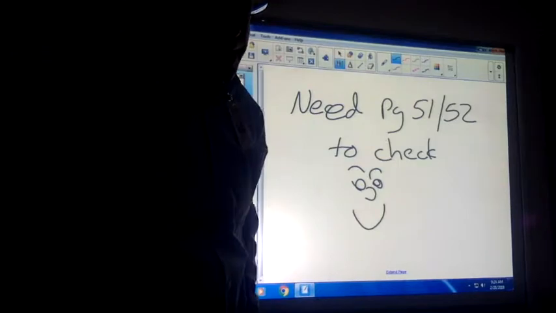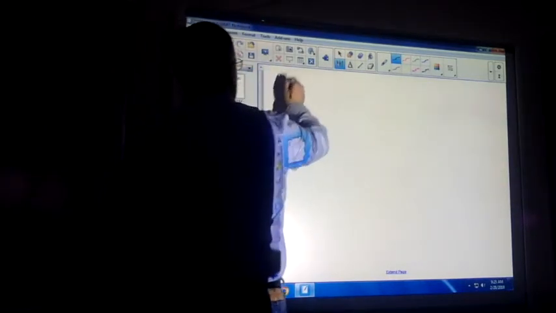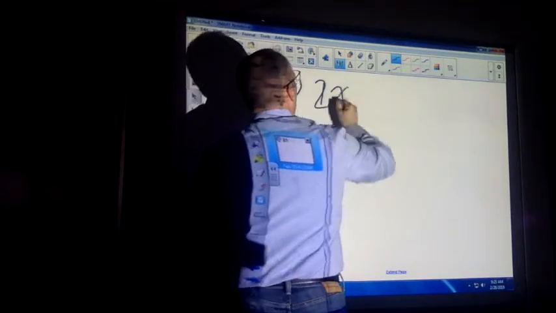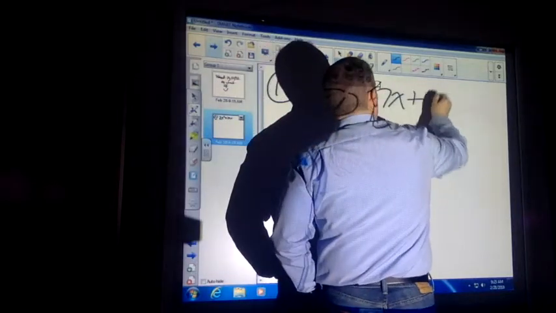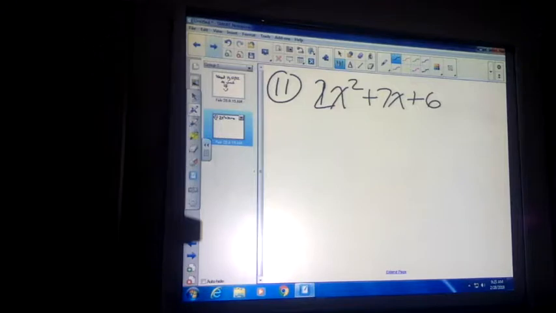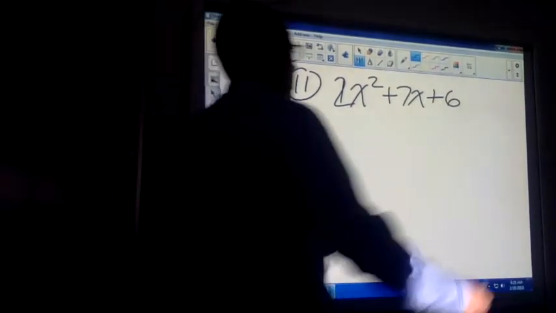Number 11, you said? Could you repeat what number 11's problem is? 2x squared plus 7x plus 6. Okay, so let's make sure we're doing this well. Again, we're going to ask the exact same questions over and over. Do I have a greatest common factor up there? No, there's not a greatest common factor.